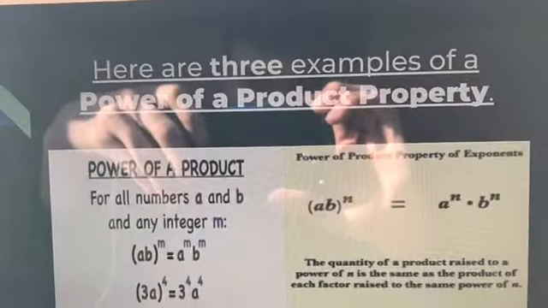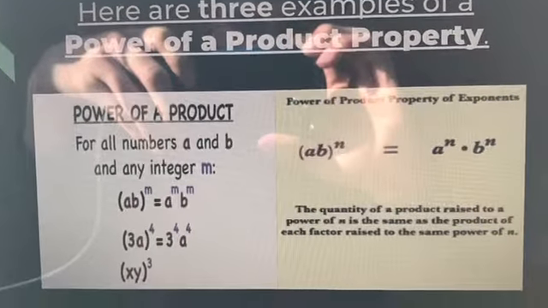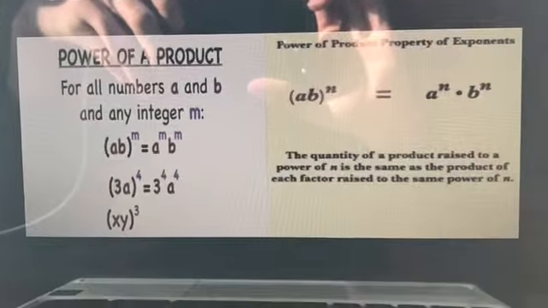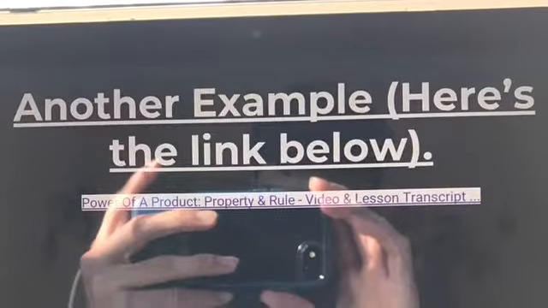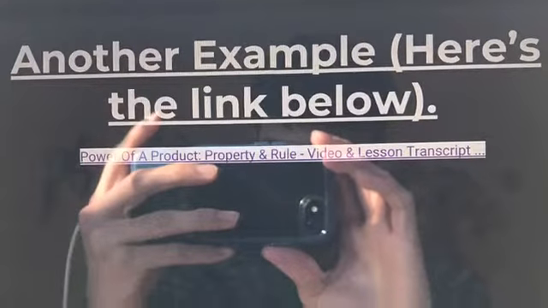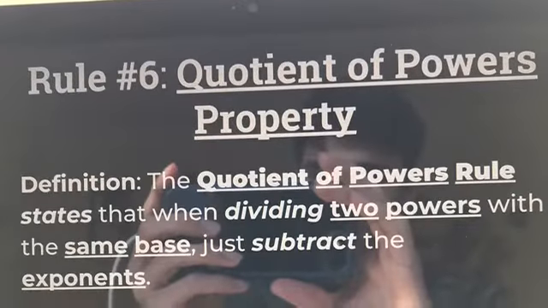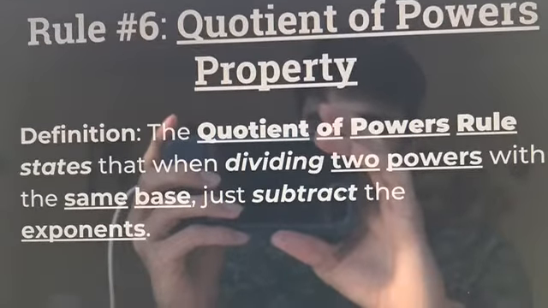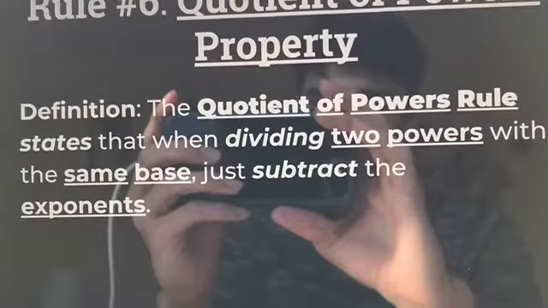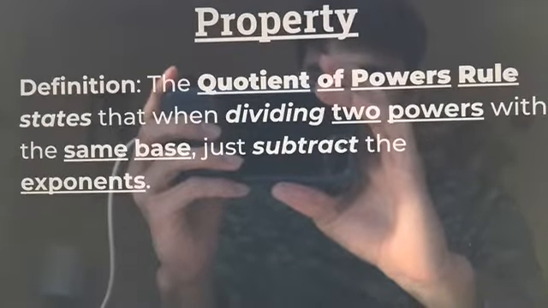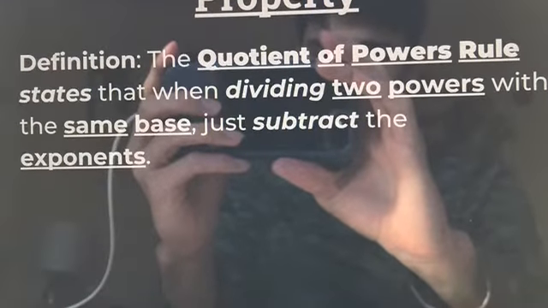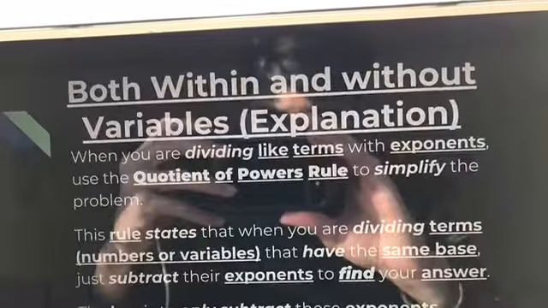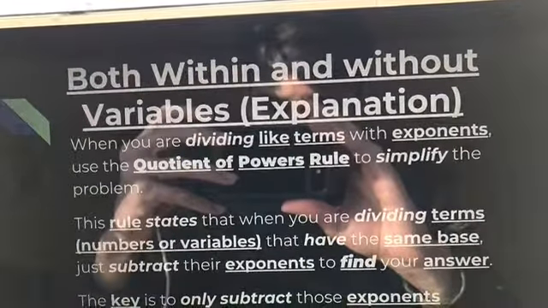Here are the 3 examples of a power of a product property, with 2 on the left and 1 on the right. If you need another example, here's the link below. Okay, we're down to 2 rules. Rule number 6, Quotient of Powers Property. The Quotient of Powers Rule states that when dividing 2 powers with the same base, just subtract the exponents. Explanation both within and without variables.